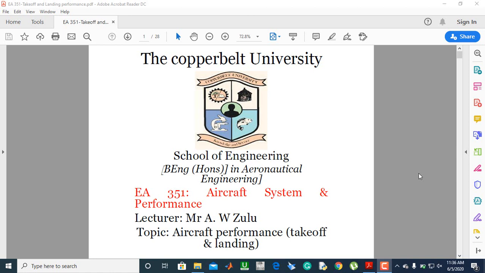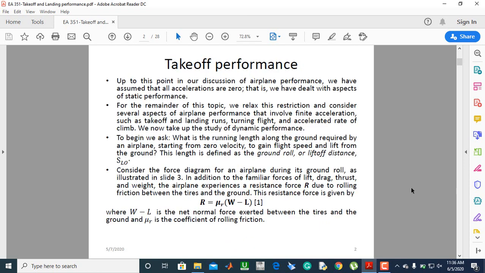And today I'm going to go through the second part of aircraft performance, which is dynamic performance. Last time we spent a bit of time discussing static performance, and today we'll look at dynamic performance, and in this topic we'll look at takeoff and landing performance.